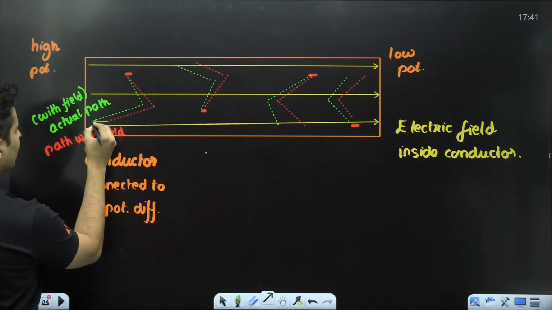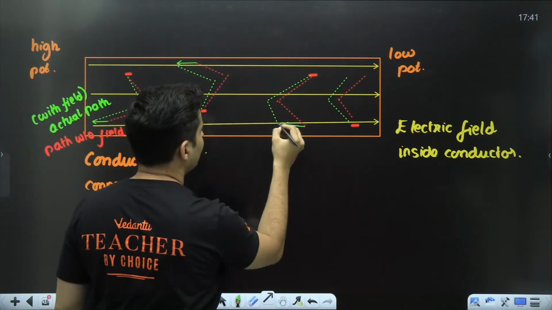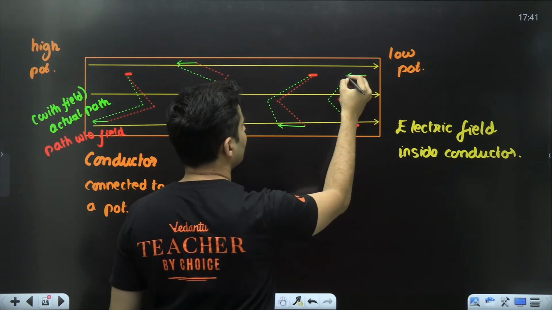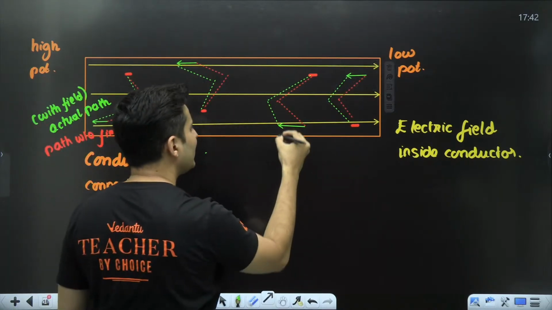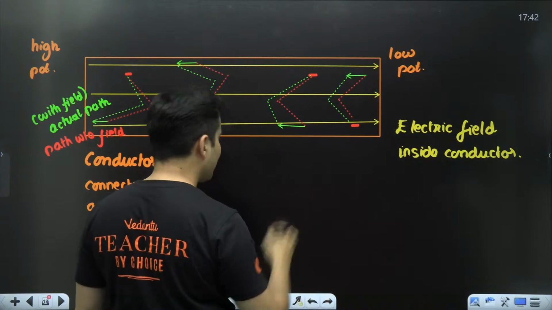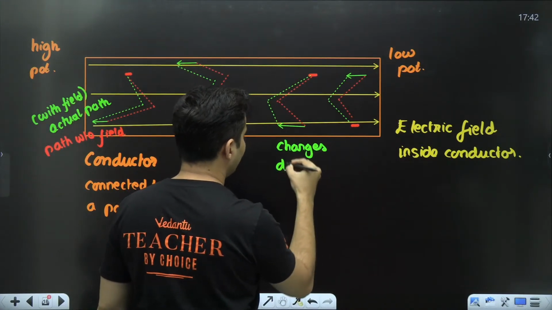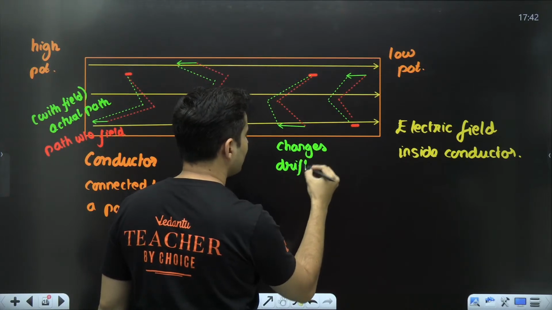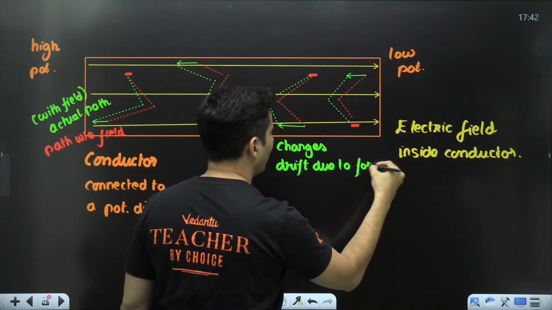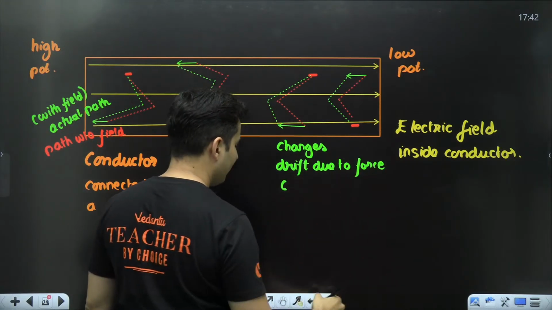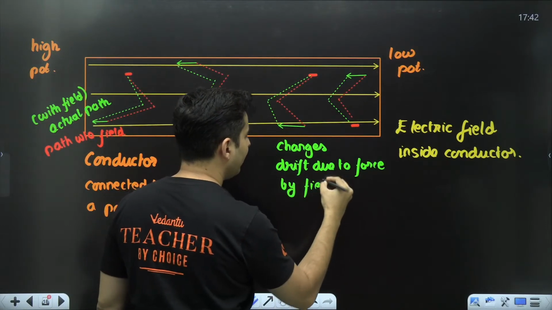So you can see the charges have displaced over here after some time. They have displaced over here. So they are displacing slowly. So this is basically they are drifting. So I would say the charges drift due to the force by the field, due to the force by the electrical field.